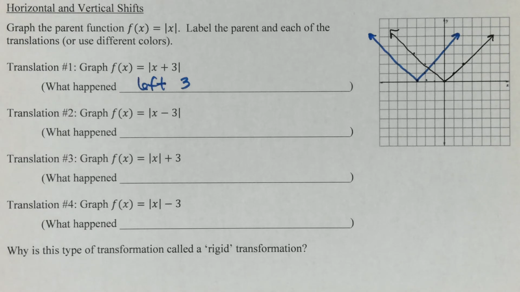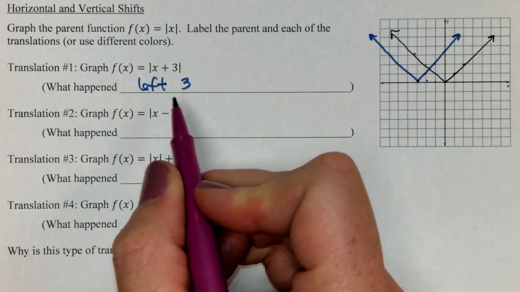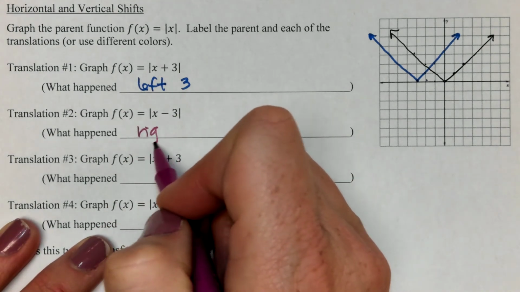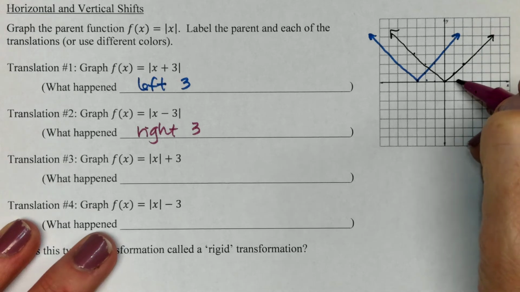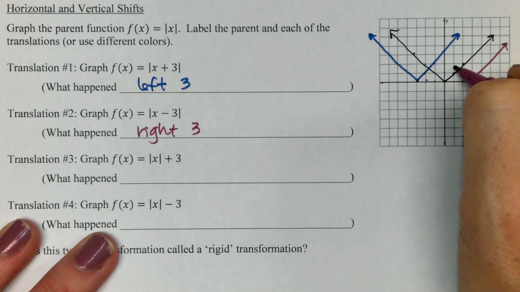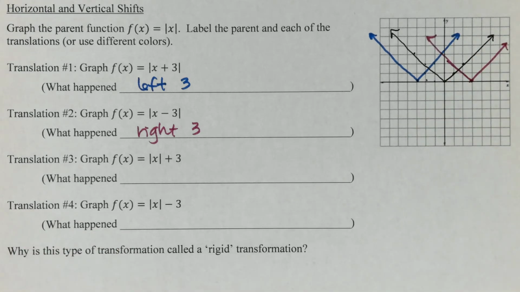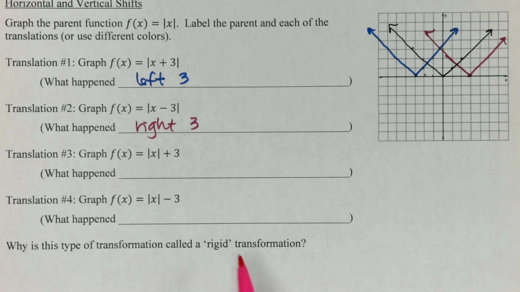As long as the number is inside with the x, it affects the x, so it moves along the x-axis. And you do the opposite of what it says, so this one will move right 3. 1, 2, 3. Drawing that. Oops, I missed it. Right there. Not bad.